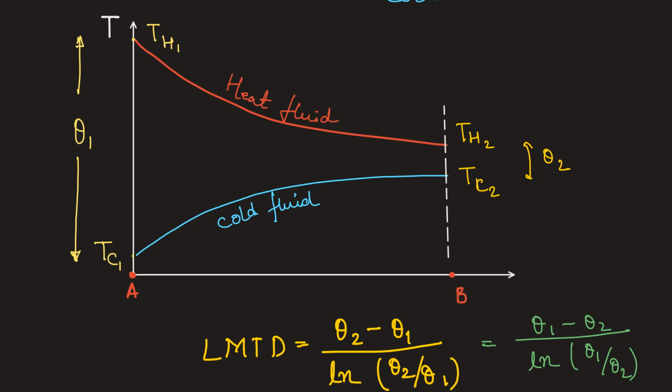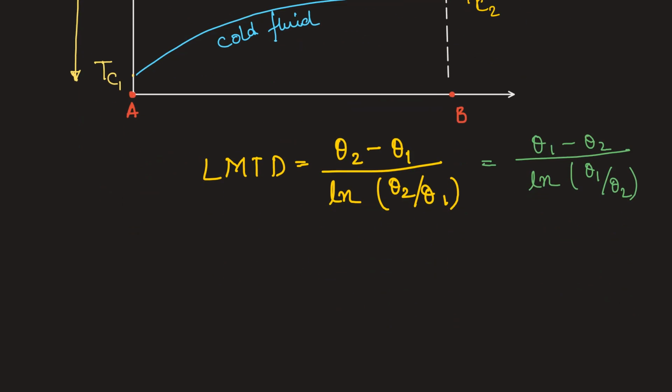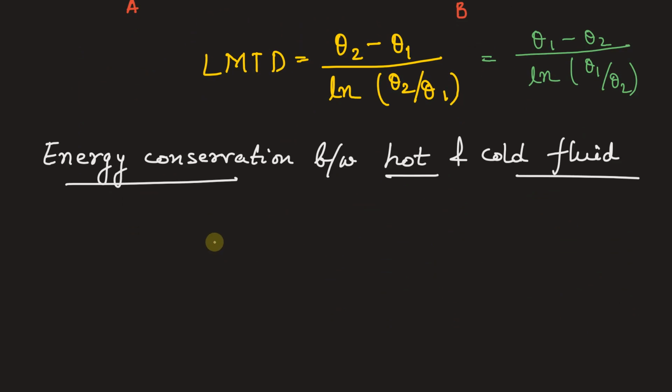Now if the energy is conserved between hot and cold fluid, we can write heat capacity rate of hot fluid multiplied by the temperature difference of hot fluid will be equal to, because we are conserving the energy, Cc multiplied by the temperature difference of cold fluid, where Cc is the heat capacity rate of cold fluid and Ch is the heat capacity rate of hot fluid.